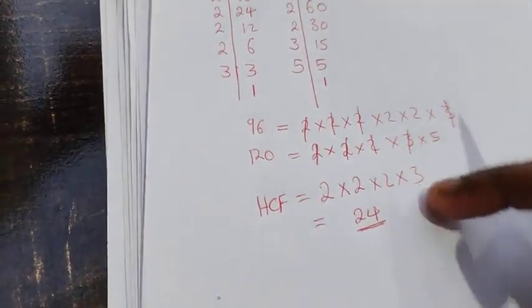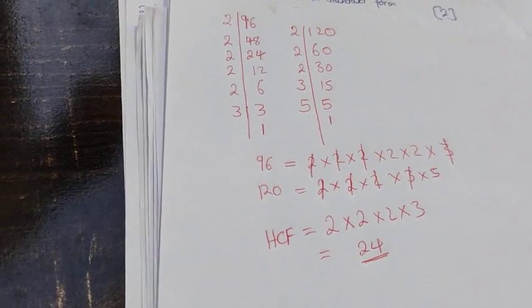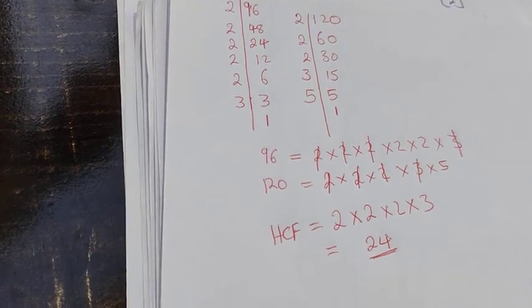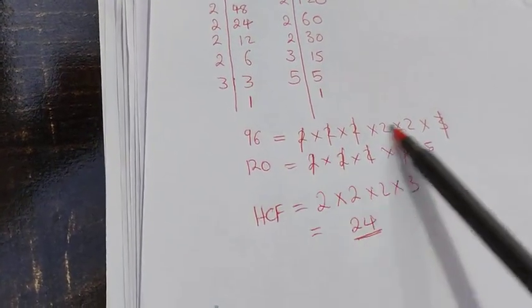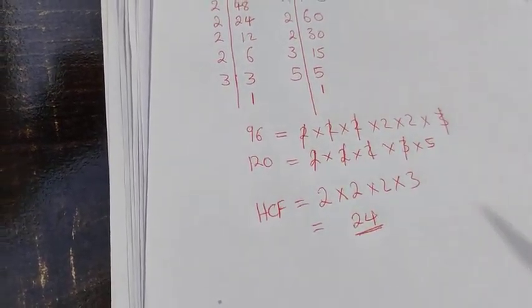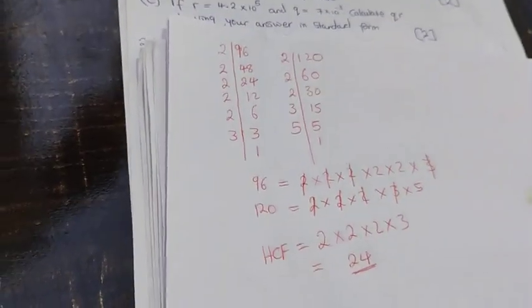This is how you find the HCF of numbers. But if they just ask you to write as a product of its prime factors, you just leave it like that. You do not simplify, you just write it like that. That is how we write numbers as product of their prime factors. So that was number 1A.